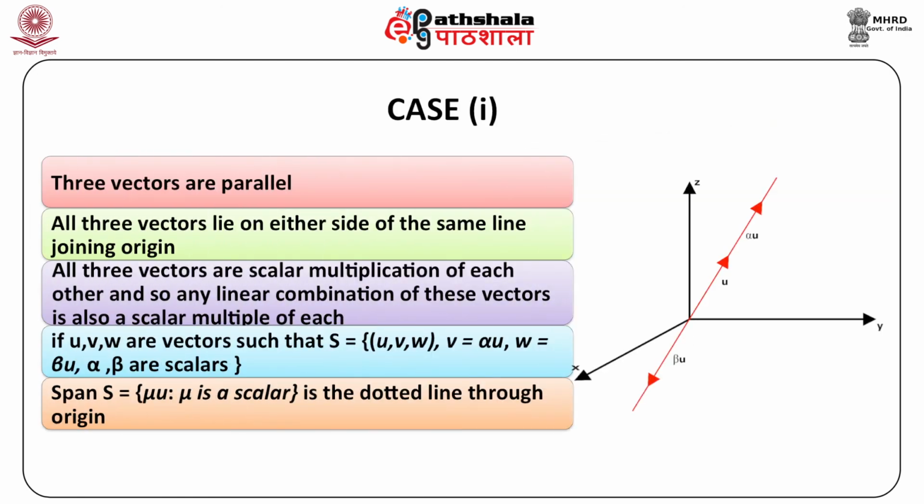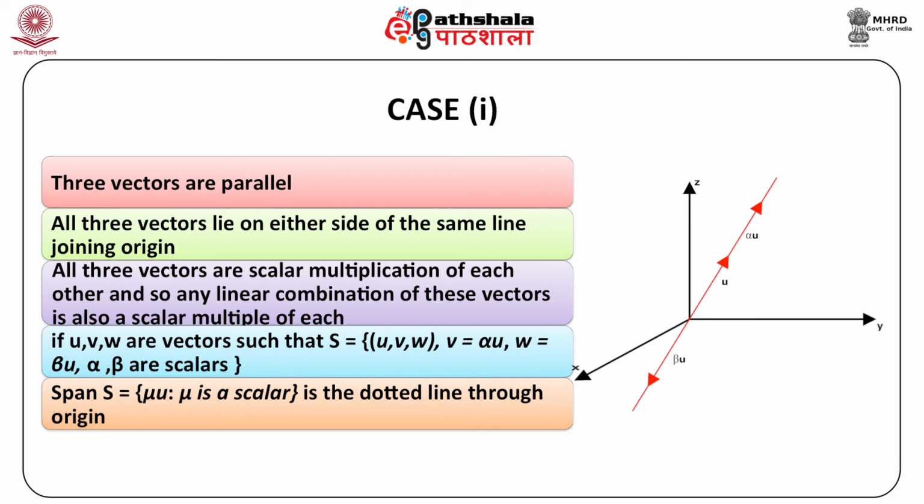Suppose we have three non-zero vectors in R³. We consider the following three possible cases. Case 1, all three vectors are parallel. Then geometrically, all three vectors lie on either side of the same line joining the origin. More mathematically, all three vectors are scalar multiples of each other, and so any linear combination of these vectors is also a scalar multiple of each. Hence, their span must be the vectors along the line through the origin containing these three vectors.